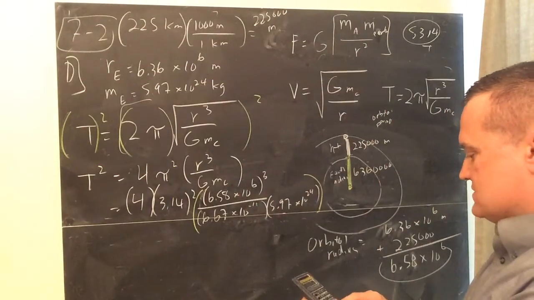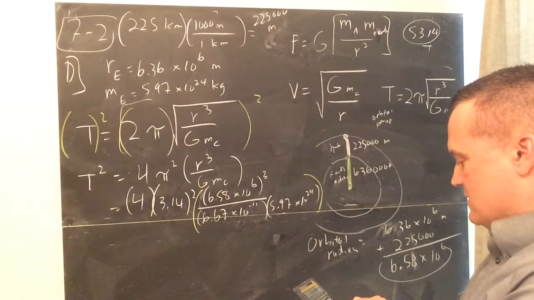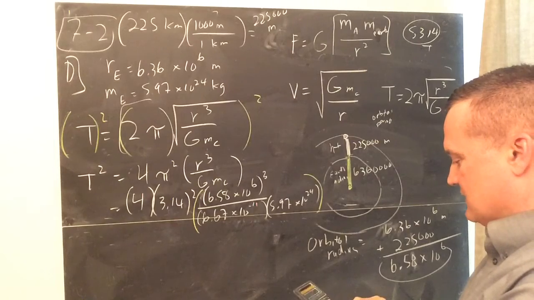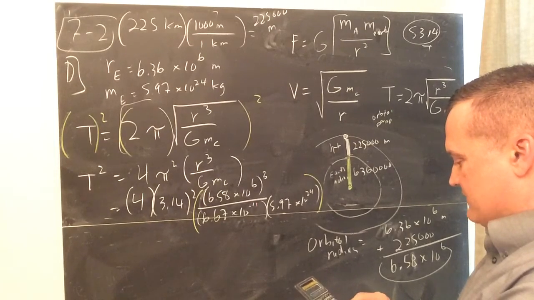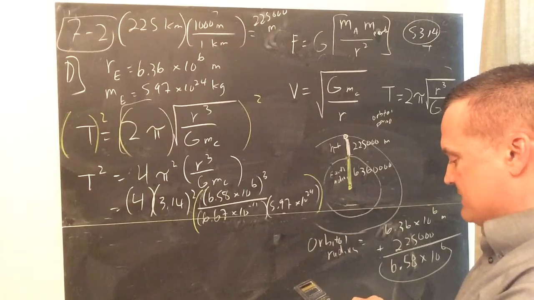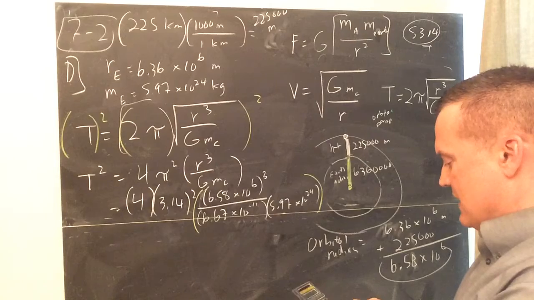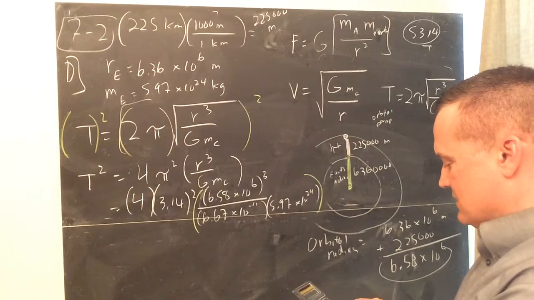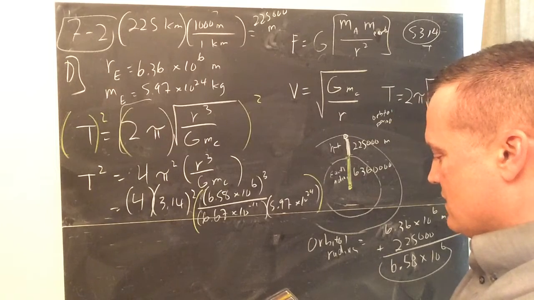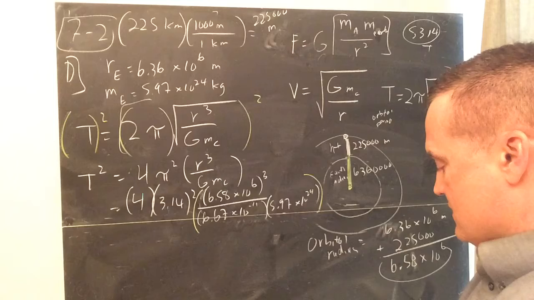Okay, so 6.58 times 10 to the 6. Then you're going to cube that number, times itself. Divided by 6.67 times 10 to the negative 11. Divided by 5.97 times 10 to the 24th. Times 3.14, but it has to be squared. 3.14 times 3.14. Uh-oh, I just messed up my answer. Wait. Okay, we'll see. Now times 4. And I get 305.5.